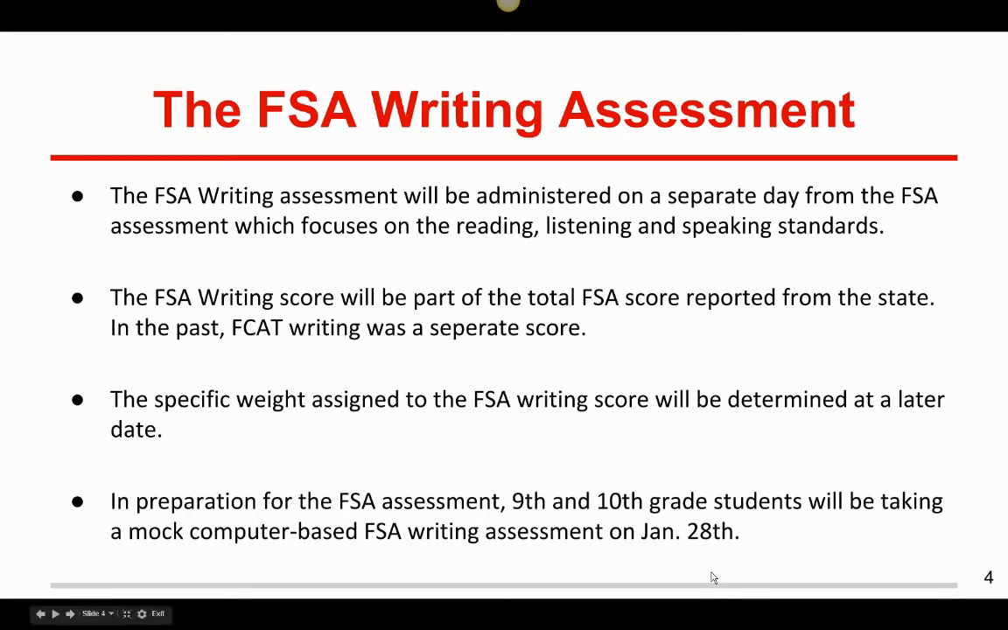In preparation for this FSA writing assessment, the 9th and 10th graders will be taking a mock computer-based FSA writing assessment on January 28th. It is being administered through Data Warehouse and generated from the district. And we're going to try to make it look as much like the FSA assessment according to the test item specs as possible so students can practice that in a timed setting.